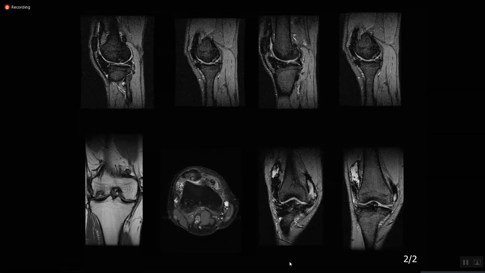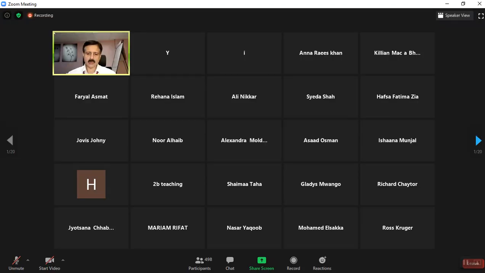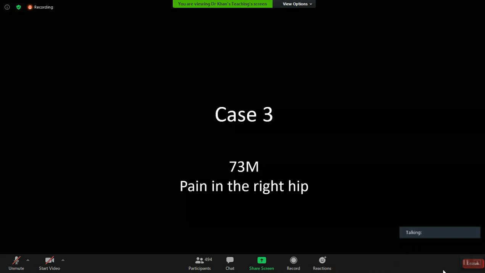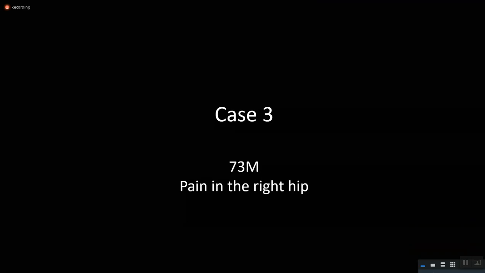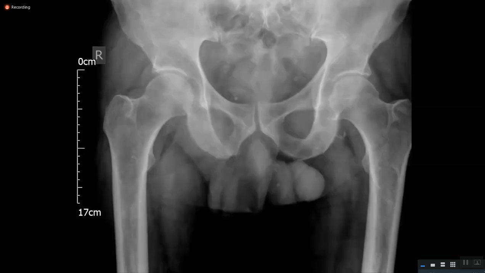Okay, let me show you a VIVA type of case. Now, in the right hip, 73 male. Over to you.